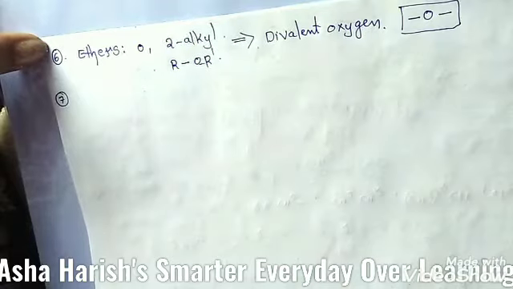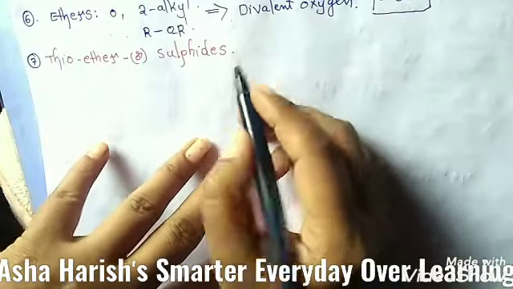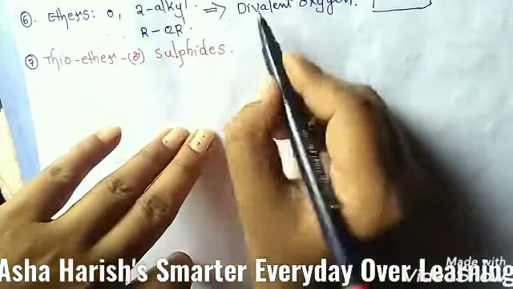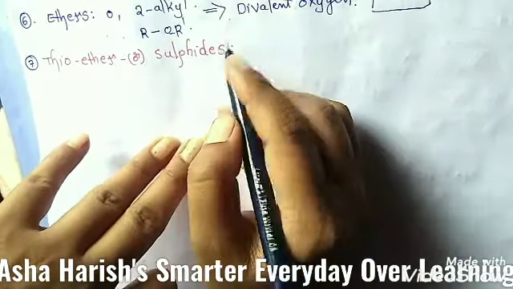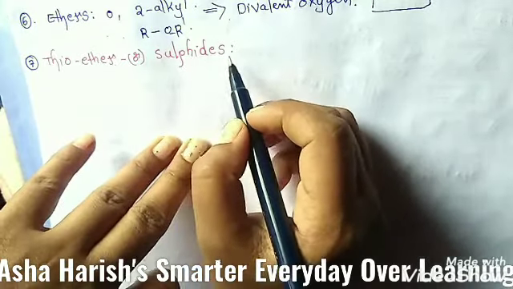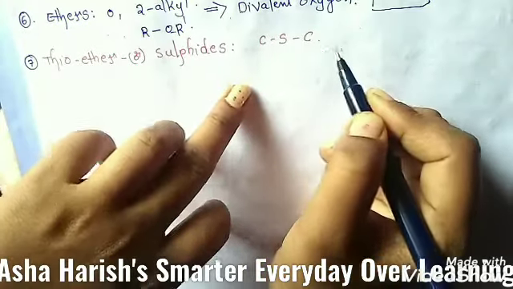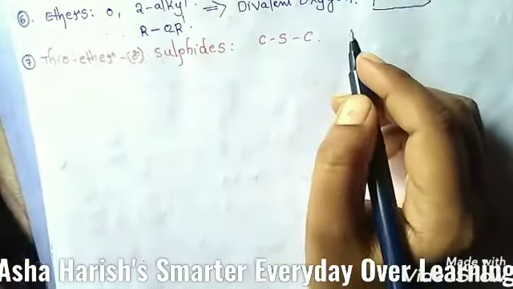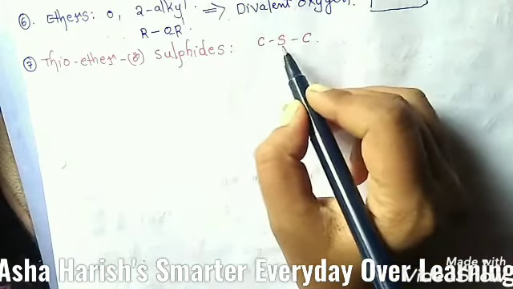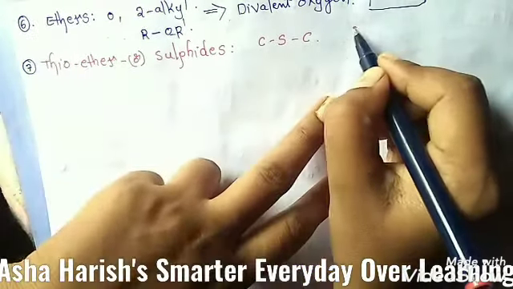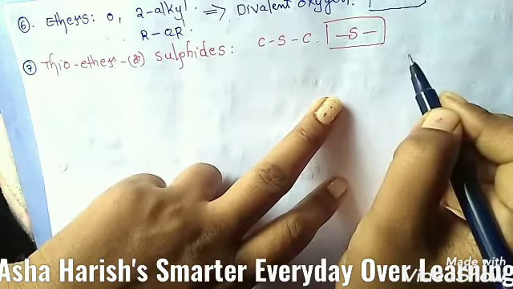The 7th one is thioether or sulfides. Okay, let's see the introduction of this. These are organic compounds, also called organic sulfide or thioethers. It's a functional group of organosulfur chemistry, with the connectivity of carbon, sulfur and carbon. Around this divalent sulfur, two bonds are located, so we can represent the structure like this.